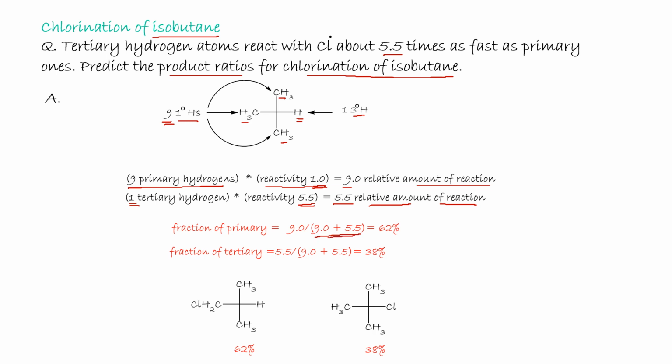Fraction of the primary will be 9 divided by 9 plus 5.5, which is 62%. Fraction of the tertiary will be 5.5 divided by the total, 9 plus 5.5, which is 38%. So getting this compound will be 62%, replacing the primary hydrogens, and replacing the tertiary hydrogen will be 38%.